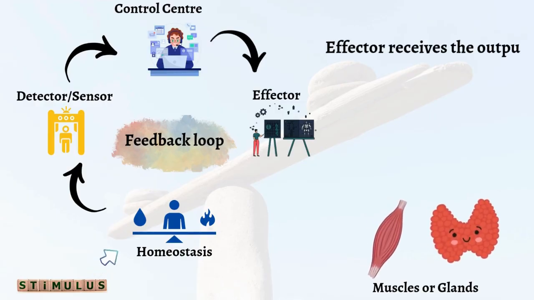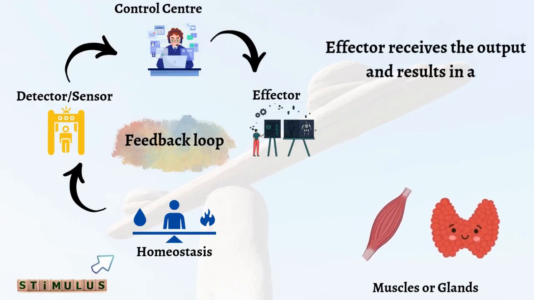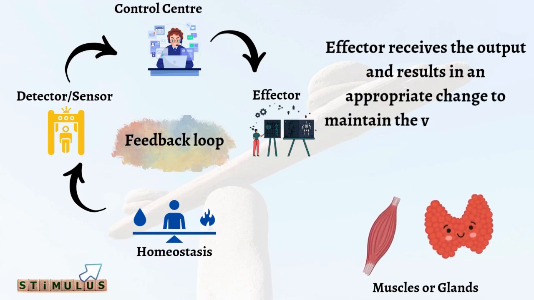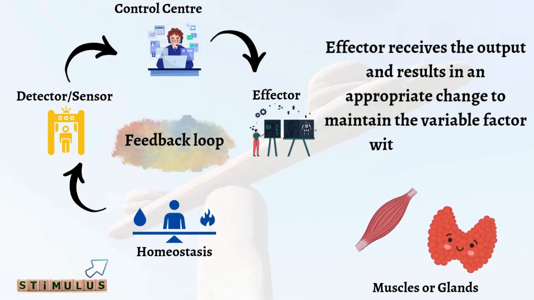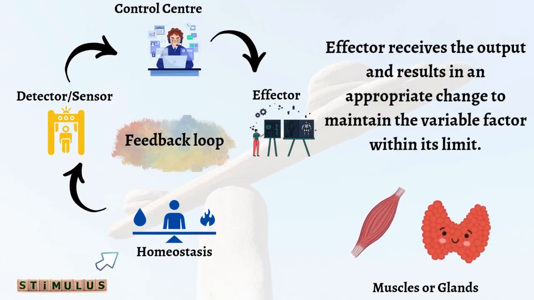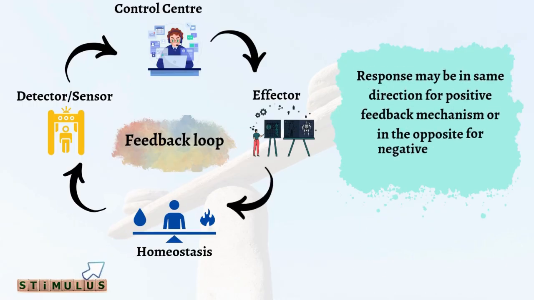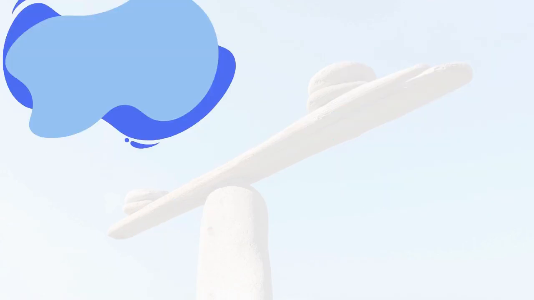Once the effector receives the output from the control center, it results in an appropriate change to maintain the variable factors within that particular limit. So here, the effector may be muscles or glands. Finally, the response may be in the same direction in the case of positive feedback mechanism, and for the negative feedback mechanism, the response may be in the opposite direction.